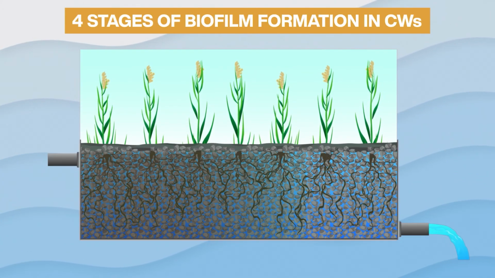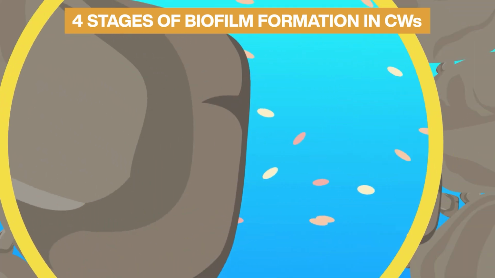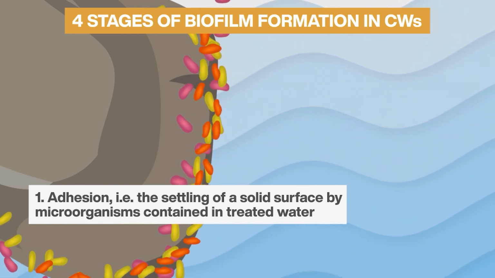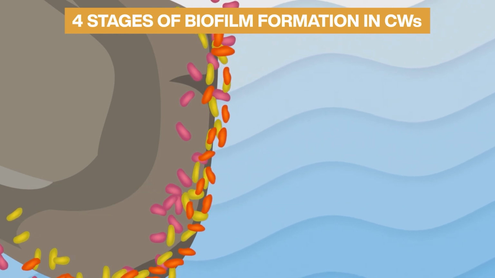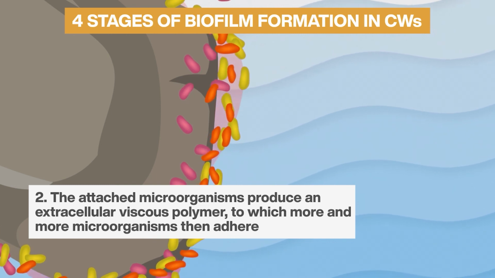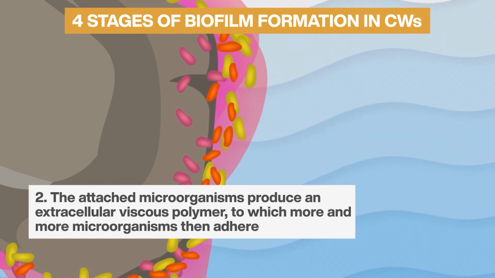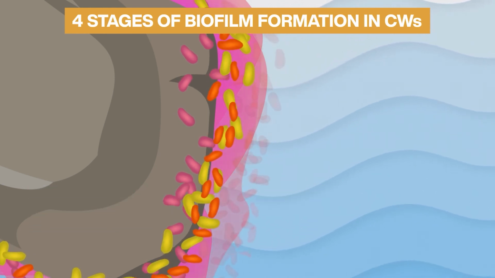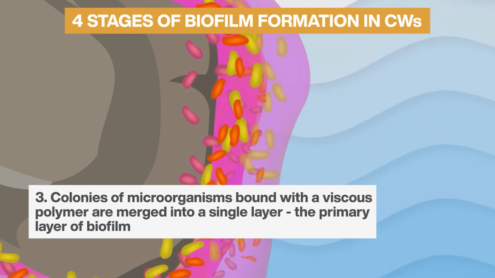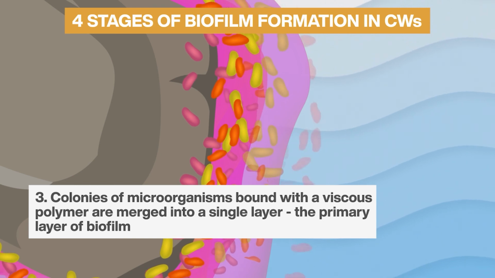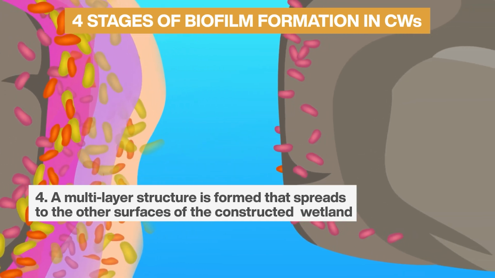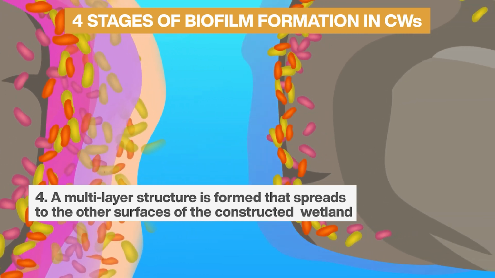There are 4 stages of biofilm formation. Stage 1. Adhesion. That is the settling of a solid surface by microorganisms contained in the treated water. Stage 2. The attached microorganisms produce an extracellular viscous polymer to which more and more microorganisms then adhere. Stage 3. Colonies of microorganisms bound with a viscous polymer are merged into a single layer, the primary layer of biofilm. Stage 4. A multi-layer structure is formed that spreads to the other surfaces of the constructed wetland.